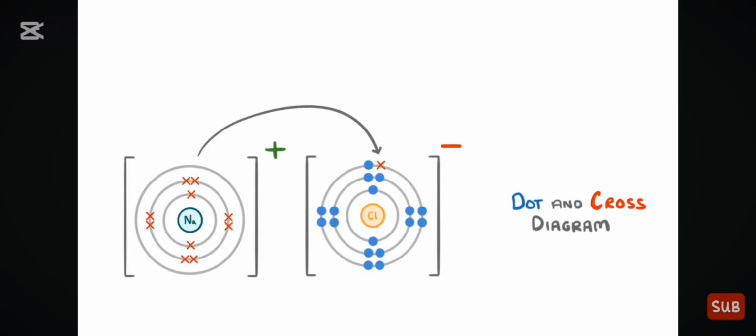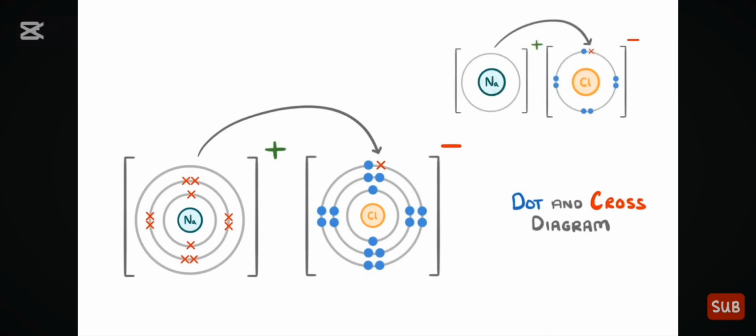Notice that in this dot and cross diagram, we've shown every electron shell of the atoms. Sometimes though, you'll be told you only have to draw the outermost shell, which is a bit quicker to draw. And for our example, it would look like this.